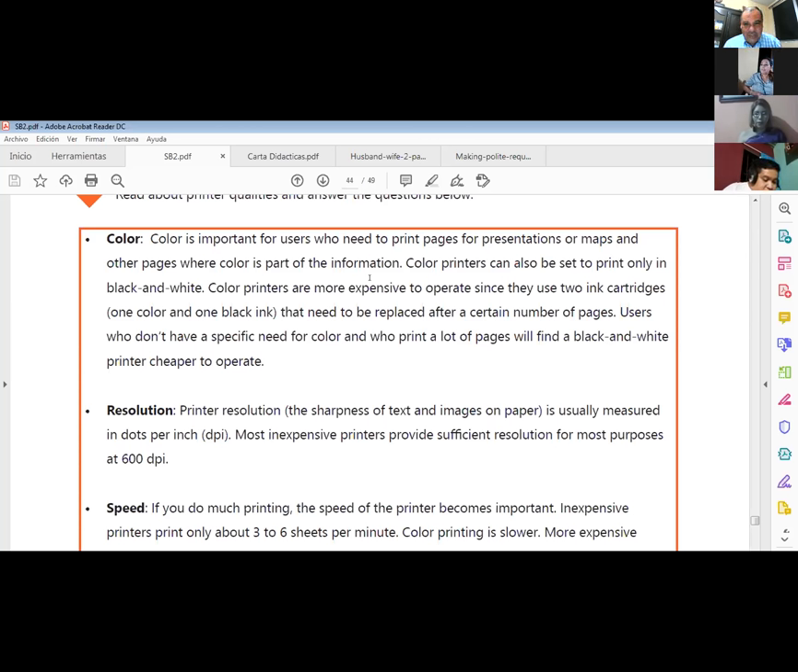Okay, color printers can also be set to print only in black and white. Color printers are more expensive to operate since they use two ink cartridges, one color and one black ink, that need to be replaced after a certain number of pages.